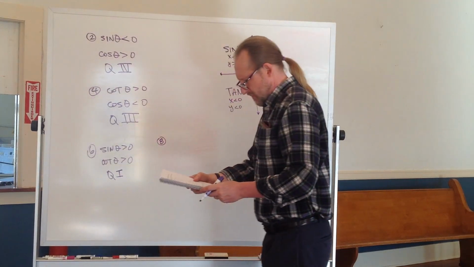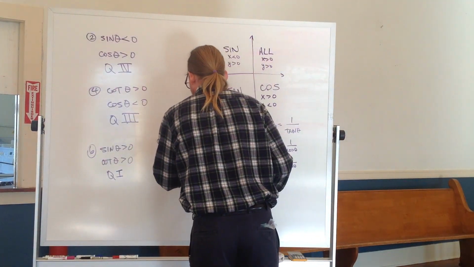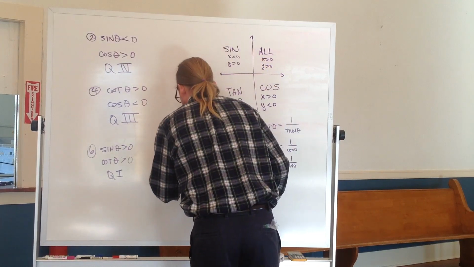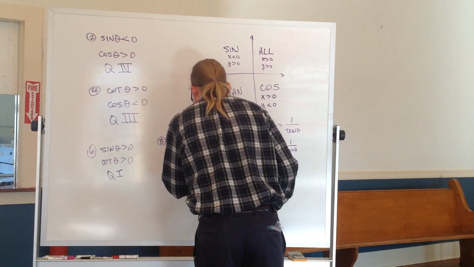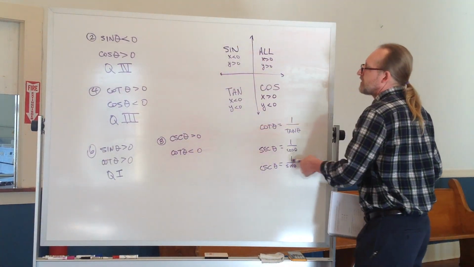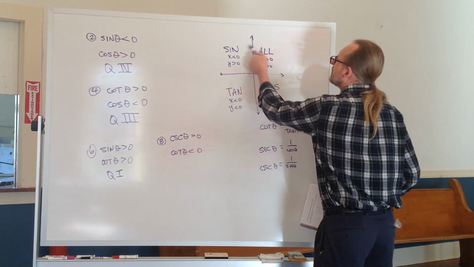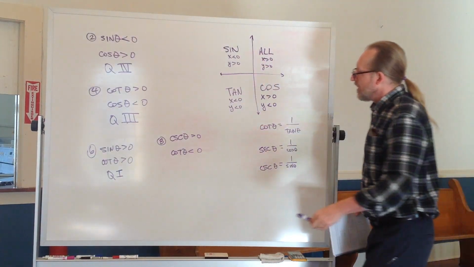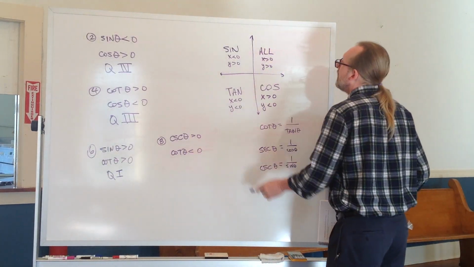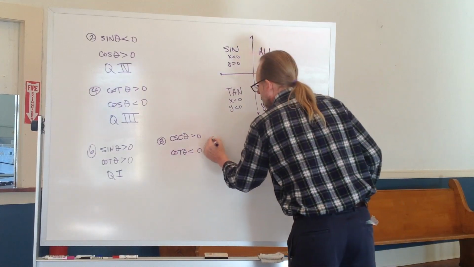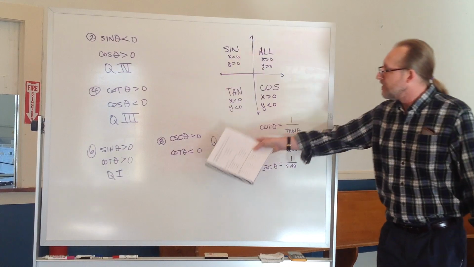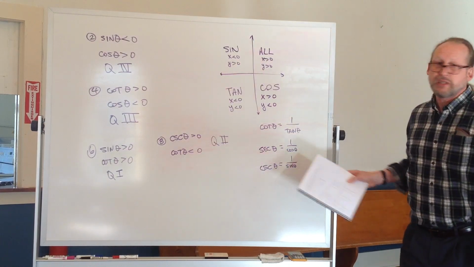Let's see, one more here in this section. Cosecant positive, and cotangent negative. Okay. So what we're saying with the cosecant, that means the sine is positive, so it's either first or second quadrant. If the cotangent, and consequently the tangent, is negative, that means it can't be the first quadrant, and it must be the second quadrant, where the only thing that's positive is the sine and the cosecant.